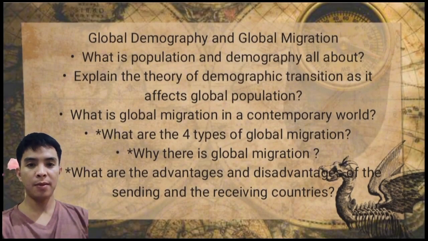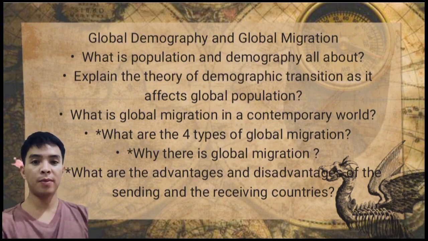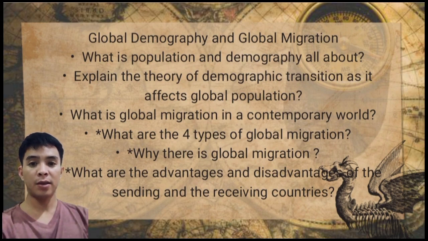What are populations and demography all about? Second, explain the theory of demographic transition as it affects global populations. Third, what is global migration in the contemporary world? The fourth is, what are the four types of global migrations? The fifth, why is there global migration? The last one is, what are the advantages and disadvantages for the sending and receiving countries?